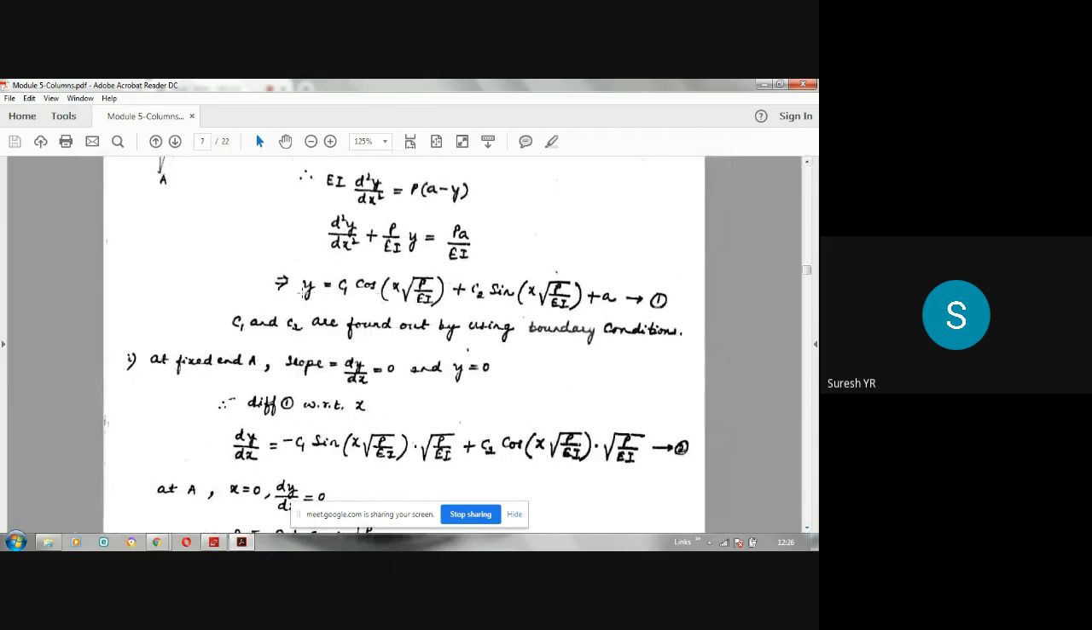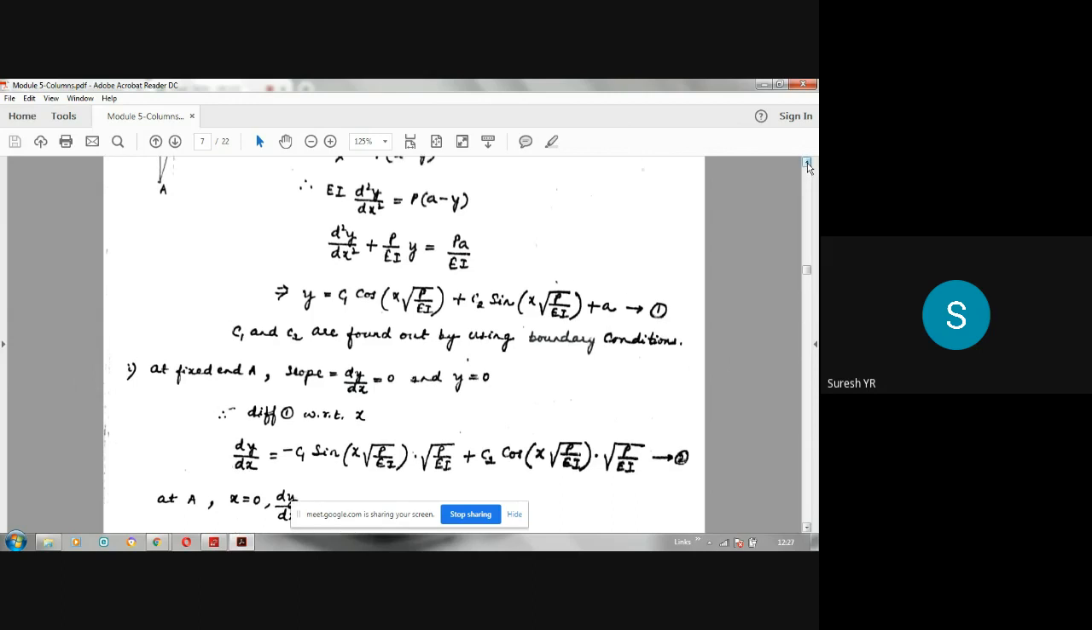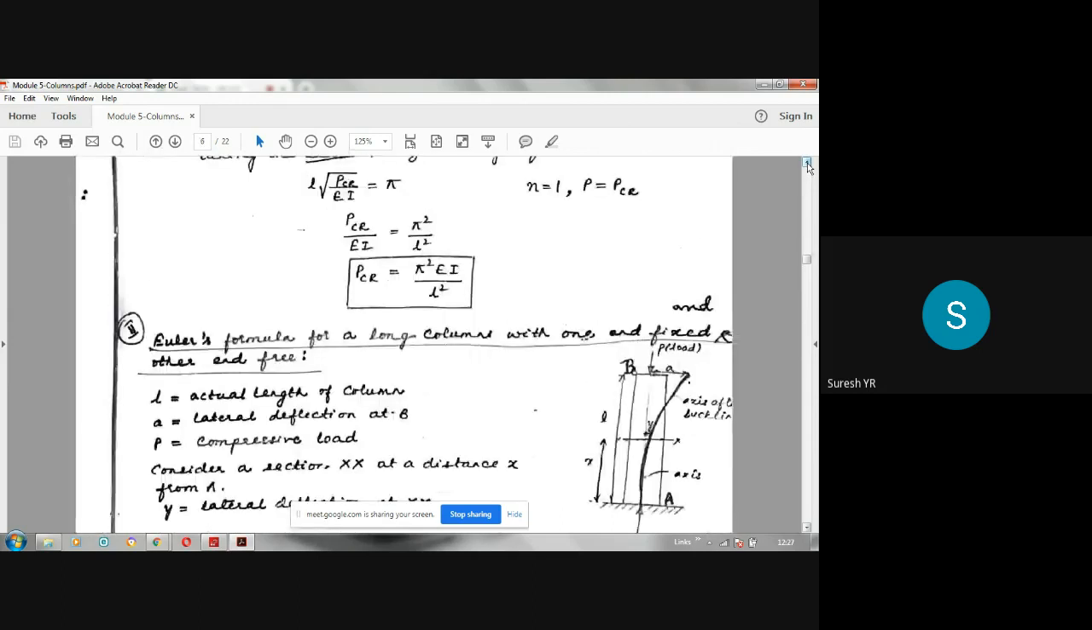Once you write the solution of this differential equation, once again C1 and C2 are found out by using boundary conditions. Now here, what are the boundary conditions? At end A, x is equal to 0, y is equal to 0. And also at end A, x is equal to 0, dy by dx is also 0, because it is a fixed end. You know that at the fixed end, both slope and deflection are zero.